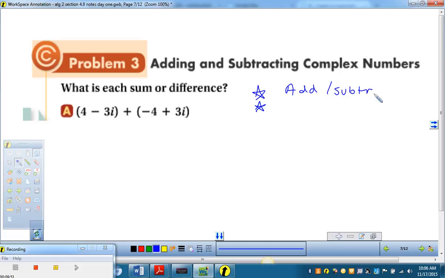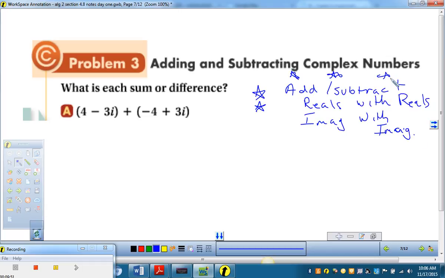Add/subtract. Reals with reals, and imaginaries with imaginaries. So when we are adding and subtracting complex numbers, you add real numbers to real numbers and imaginary numbers to imaginary numbers. It's like combining like terms.